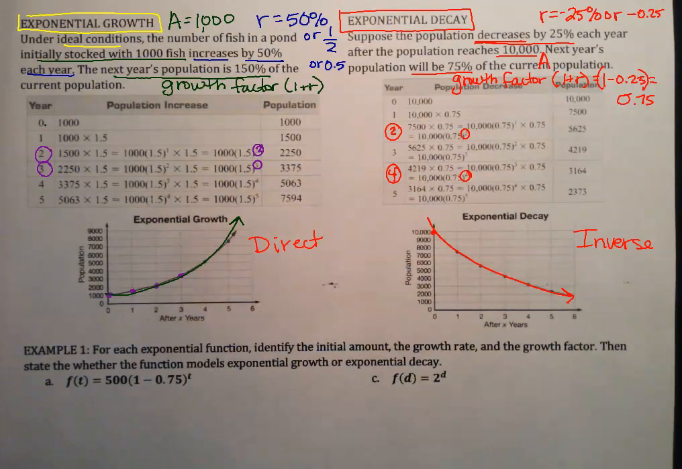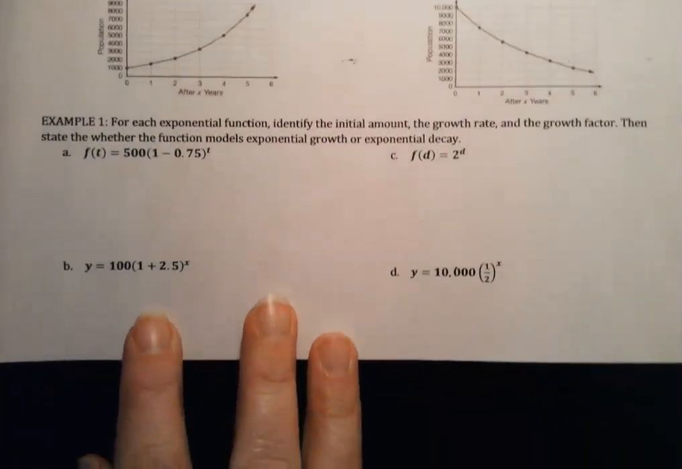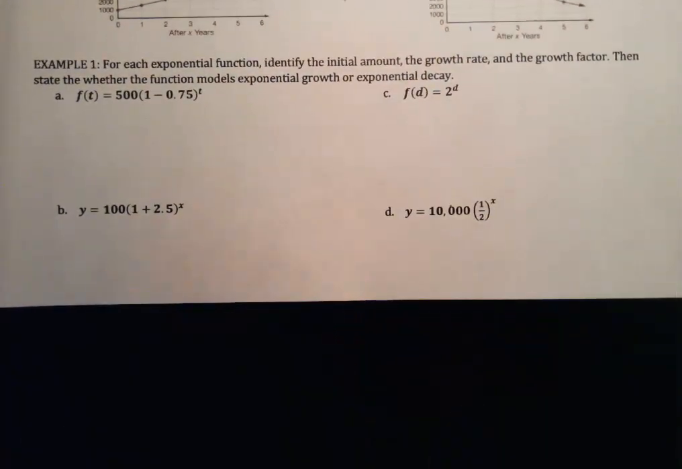Example 1 is starting us off really easy. For each exponential function, we're identifying the initial amount, that's our a value. The growth rate, that's our r value. And the growth factor is that 1 plus r value. Then we're supposed to state whether the function models exponential growth or exponential decay. Parts a and b are stacked on top of each other this time instead of across. So we'll do those first.